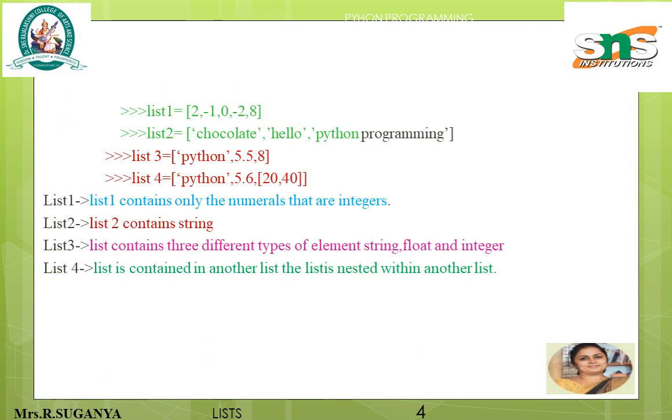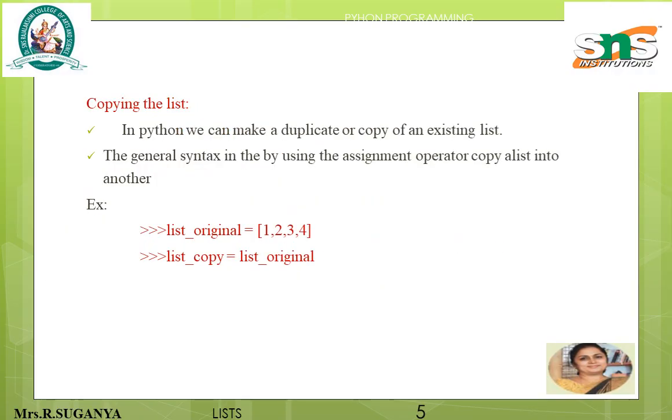Here we can see how to declare a list. We can have chocolate, hello, Python programming, and above that the integers with the minus symbol, and in list 3 a combination of strings and values, and list 4 with brackets. List 1 contains only numerals, that is integers. List 2 contains strings. List 3 contains three different types of elements: string, float and integer. In list 4, a list is contained in another list.